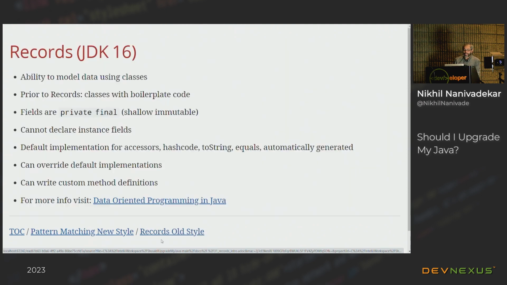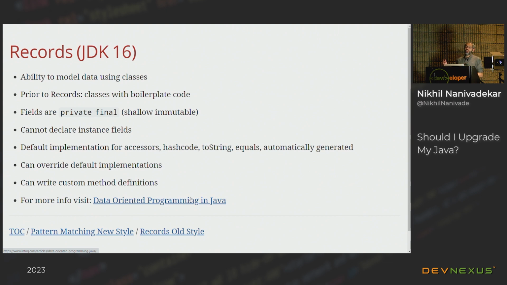Okay, going next to records. Records were introduced in JDK 16. Prior to records, we used to model data in Java just by using classes, and we used to call them POJOs, plain old Java objects. In the POJOs you would have holder variables or member variables, which would essentially just hold data.